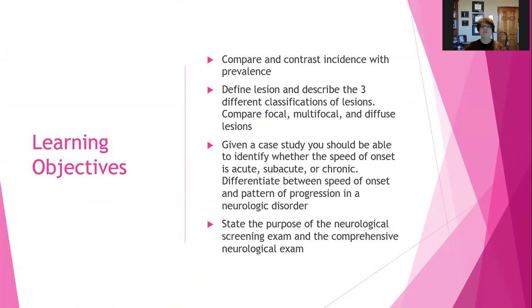So the learning objectives, this is a review back to this summer: compare and contrast incidence and prevalence. We want to define the word lesion and describe three different classifications of lesions: focal, multifocal, and diffuse. Given a case study, you should be able to identify whether the speed of onset is acute, subacute, or chronic, and differentiate between the speed of onset and pattern of progression in a neurological disorder. You should be able to state the purpose of a neurological screening exam and the comprehensive neurological exam. They're two different things.